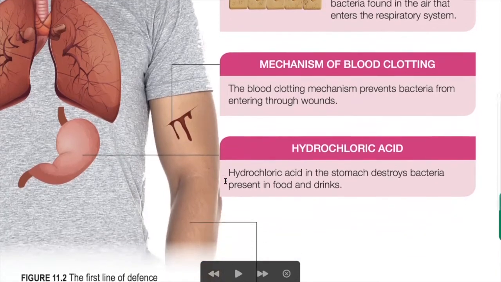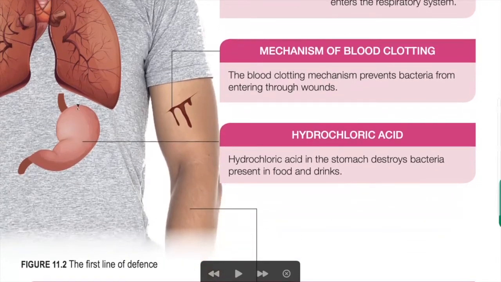The blood clotting will block our blood circulation from the environment. The next one is hydrochloric acid. Hydrochloric acid is actually produced by our stomach. This is our stomach. So the stomach will produce hydrochloric acid to kill any bacteria present in your food or in your drink.